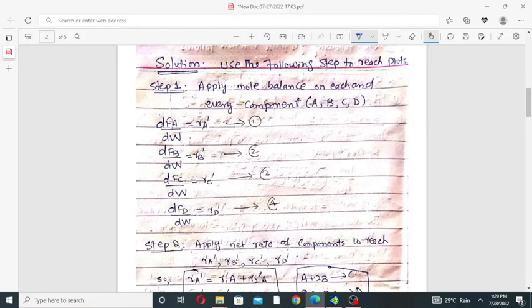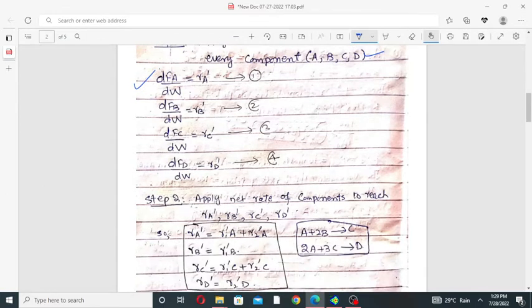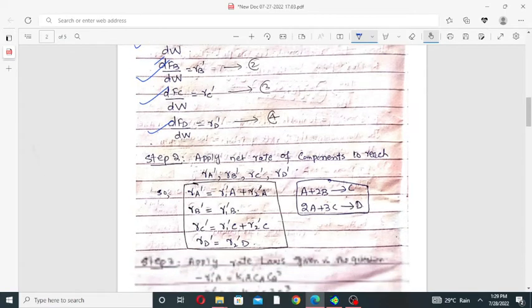We apply the mole balance on each and every component: component A, component B, component C, and component D. The mole balance for component A in the packed bed reactor is dFA by dW equals RA dash. This is for component B, the mole balance for component C, and this is the mole balance for component D.